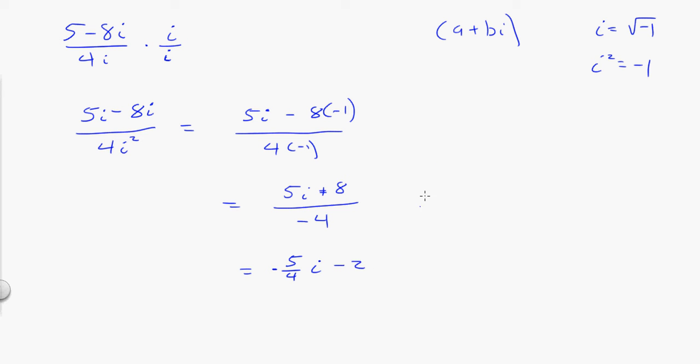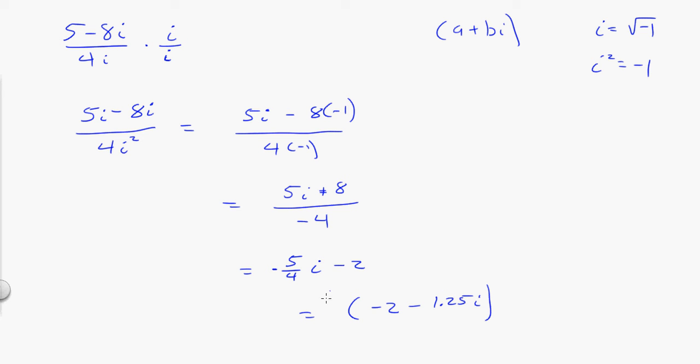I want to write it like this: negative 2 minus 1.25i, because 5 over 4 is 1.25.